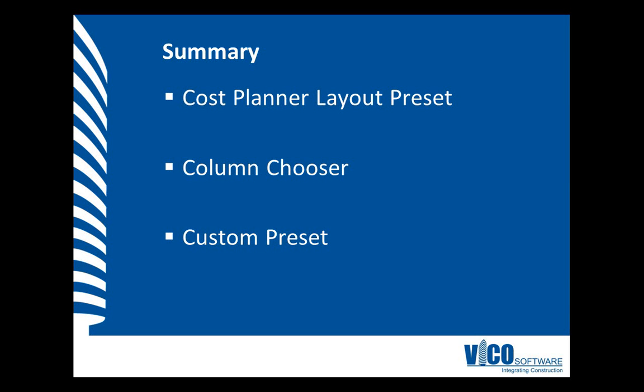In this video, I explained how you can use the Column Chooser to modify the currently visible columns in the CosPlan view. If desired, you can also save the custom set of visible columns as a custom preset, so you can use that later on after switching projects or after making additional changes.